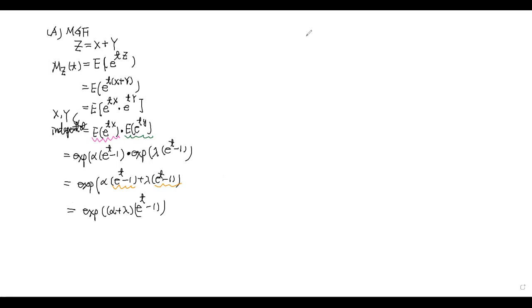So this one's here, right? What is this? This is the moment generating function here. So what is the moment generating function of the Poisson with the parameter alpha plus lambda? So I know that Z will be the Poisson distribution with alpha plus lambda. Okay, so this is what we got by using the moment generating function.